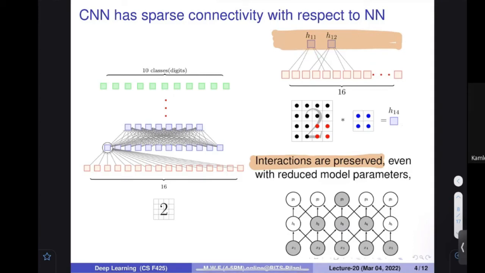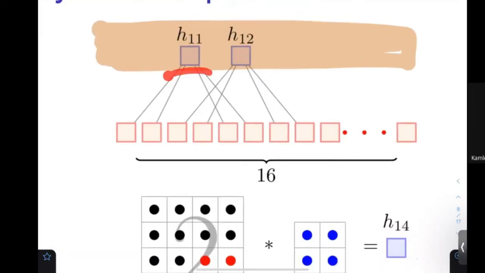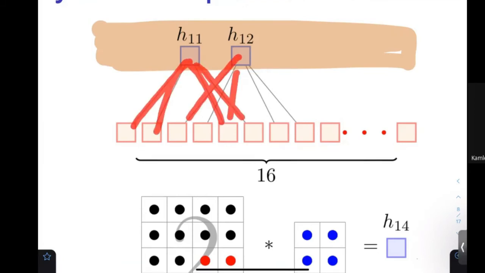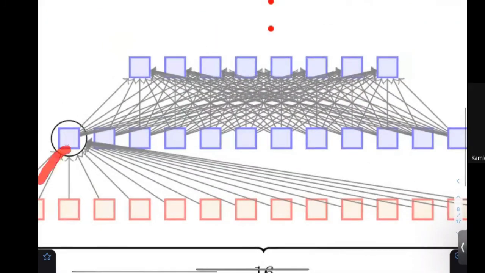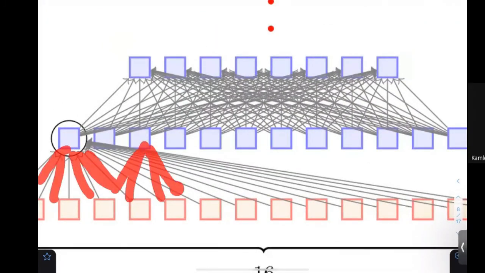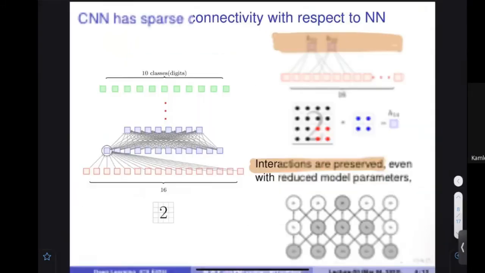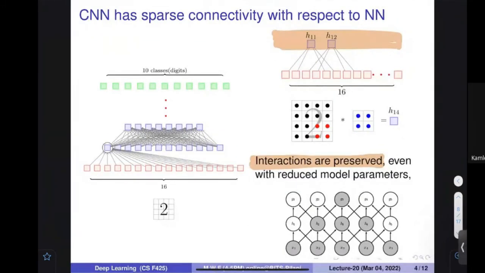So on one side I have an advantage: if I find this particular value, I need not find out this value, because earlier everywhere the weights were different. If you consider all these connections, this weight and that weight were all different. But here in the CNN setting, this weight and these weights are going to be the same. All these weights are going to be the same.